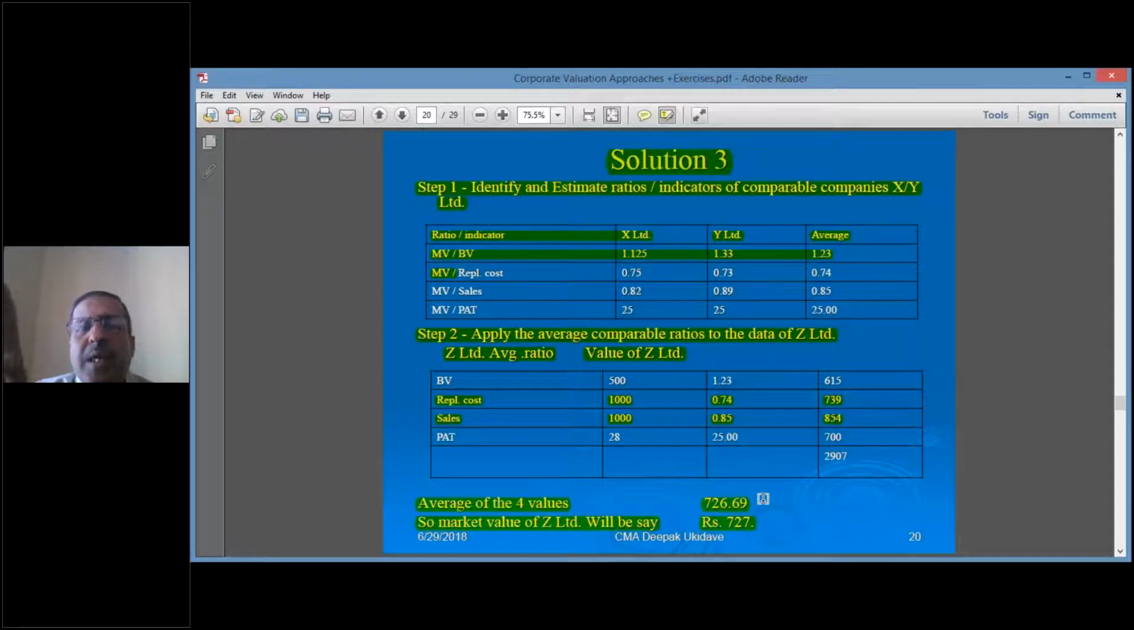So the average of MV-BV for X and Y is 1.23. Now you get these average indicators. You apply, meaning multiply, to the corresponding absolute figures of the company in question, that is Z Limited. And that is how you get multiple market values of Z Limited. Now you find out the weighted average. Weighted average here is simple average because nothing is given, so you get the average value of shares of Z Limited, which is 727. This is the 5-step or 6-step model used for the comparable company approach.